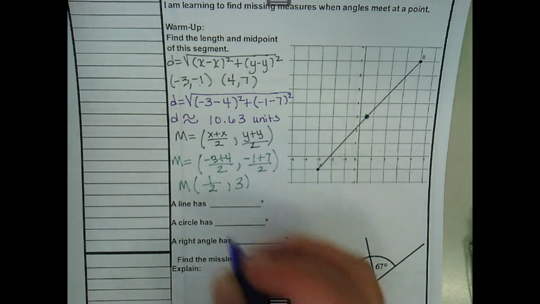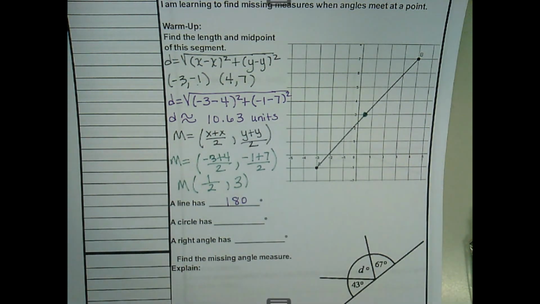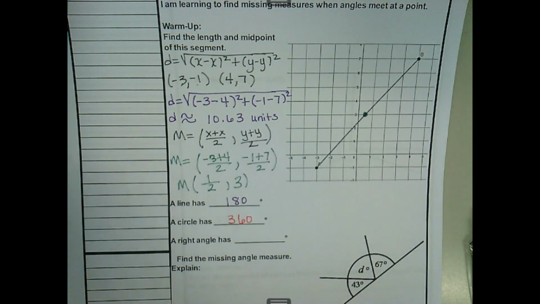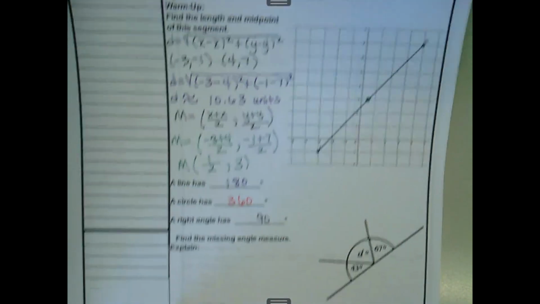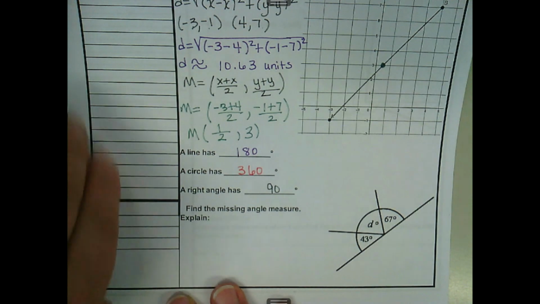How many degrees does a line have? 180 degrees. How many degrees does a circle have? Twice as many, 360 degrees. And a right angle has 90 degrees. Okay, in geometry, you're always going to be asked to explain or to prove. You have to give a reason that nobody can argue with. So, find the missing angle measure and explain why.